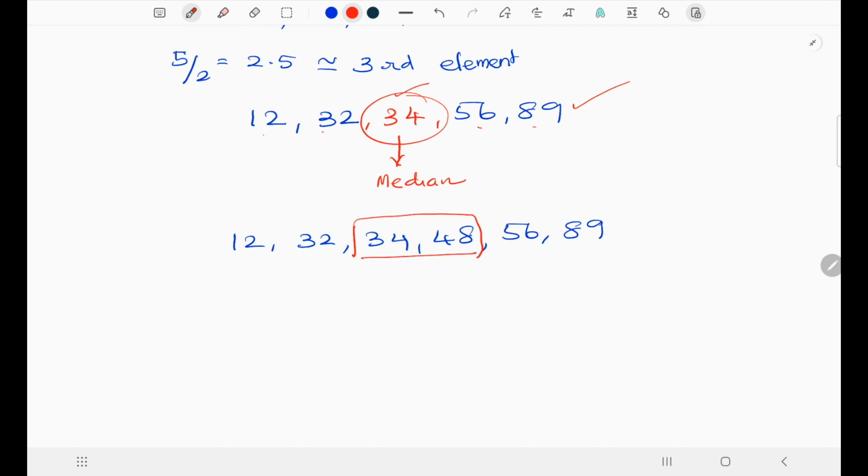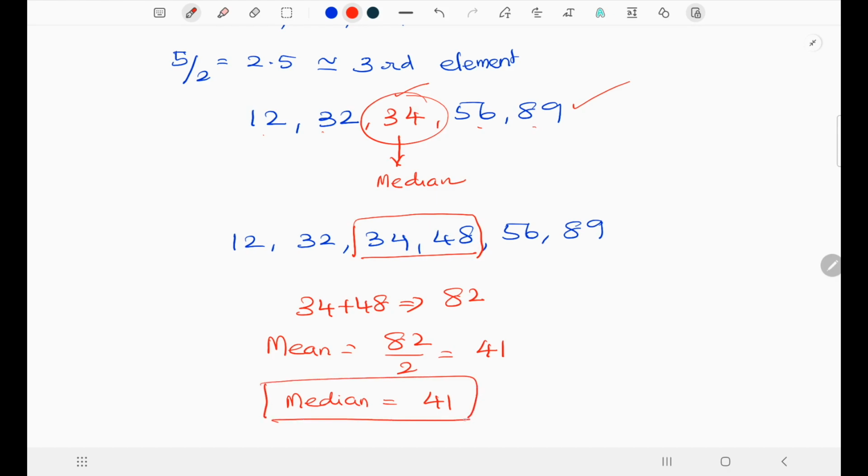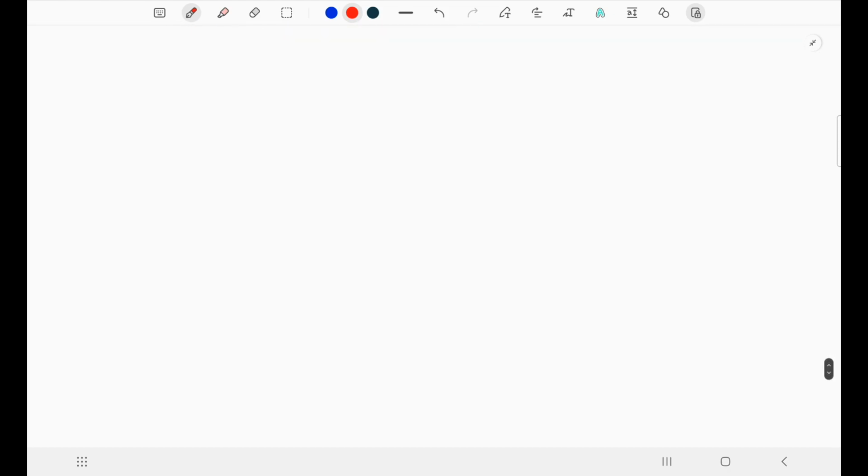So in this case, what we need to do is take the average. What is 34 plus 48? 34 plus 48 equals 82. So the mean equals 82 divided by 2, which is 41. So here the median is the average of the two middle numbers, which is 41. Understand?